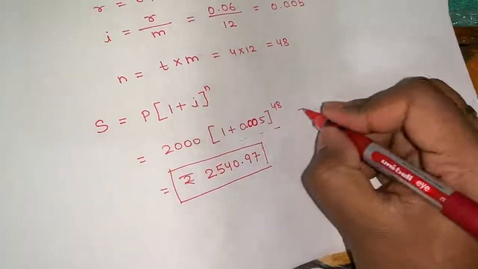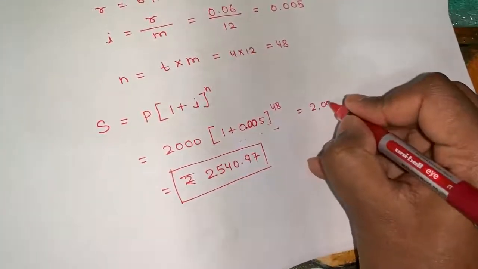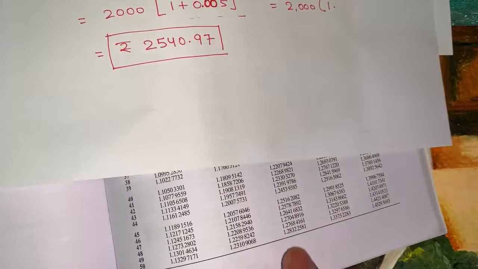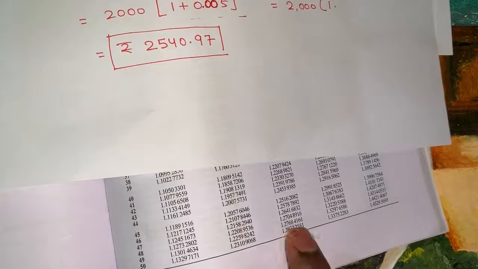So this becomes equal to 2000 into 1.2704.